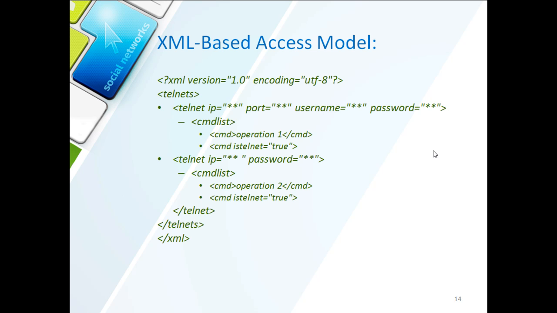In the XML based access model, there are telnet tags, which mean a group of telnets. Every telnet is attached to a server and a switch, showing which switch you are using and which type of operations. A telnet has the attributes IP, port, username and password. In every telnet tag there is a list of commands. In every command tag there is a tag telnet, whose value can be true or false. If the value is true, it means the operation is performed on the same system. If the value is false, the operation is performed on a different system.